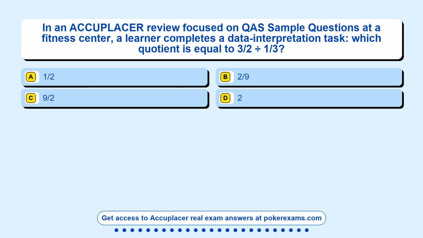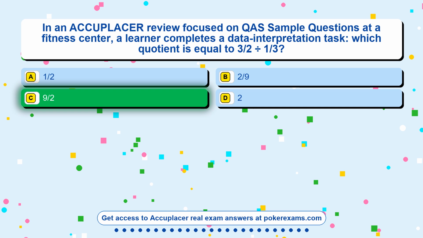Question 16. In an ACCUPLACER review focused on QAS sample questions at a fitness center, a learner completes a data-interpretation task. Which quotient is equal to 3/2 divided by 1/3? Option A, 1/2. Option B, 2/9. Option C, 9/2. Option D, 2. The correct answer is option C, 9/2.